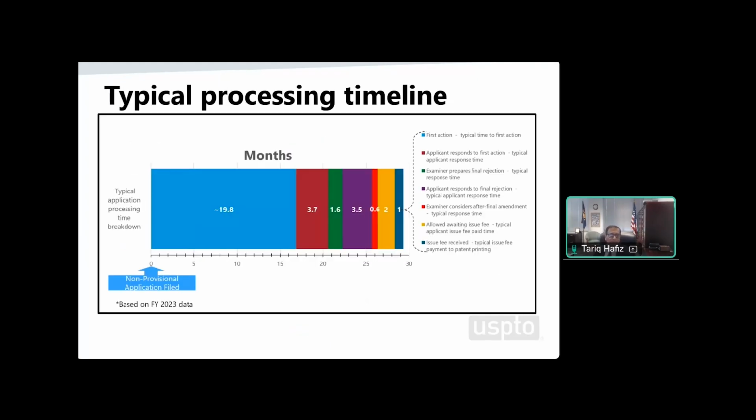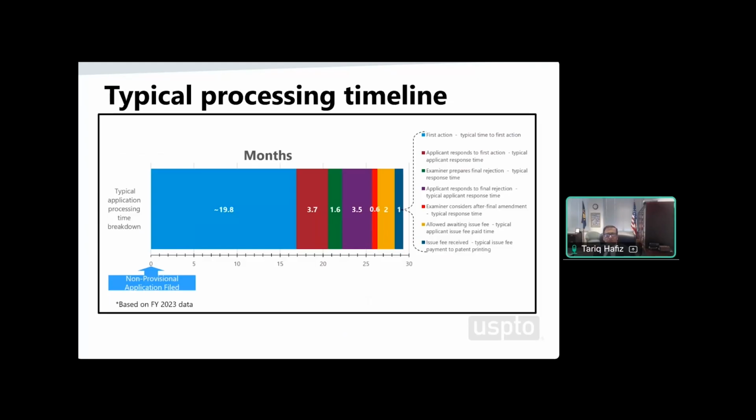So a timeline, right? That's the hardest part. How long does it take, right? This is what we call pendency. It's how long it takes from filing of a non-provisional application to, we call it disposal, which is an allowance or abandonment, right? So roughly we're saying it's around 19.8, around 20 months to first office action.